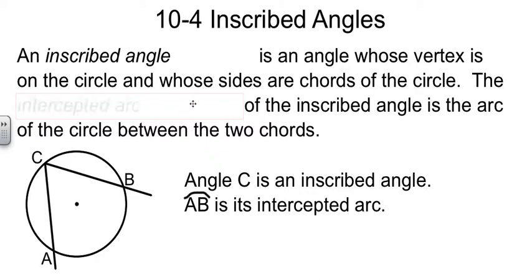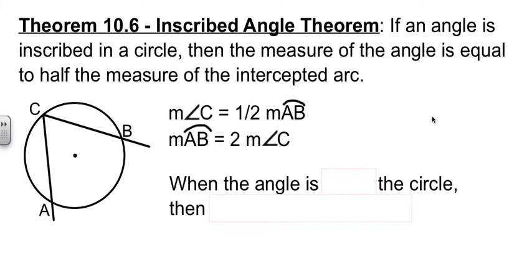The intercepted arc of an inscribed angle is the arc that's in between the two chords. So for this angle, angle C is your inscribed angle. Arc AB is the intercepted arc. Which leads us to our first theorem of this section, Theorem 10.6, the inscribed angle theorem.